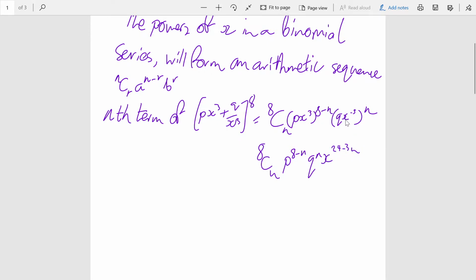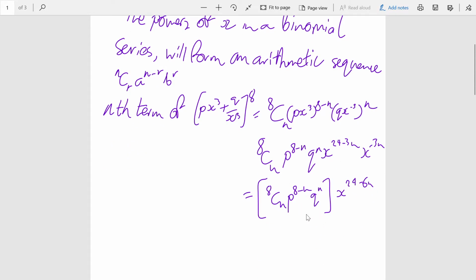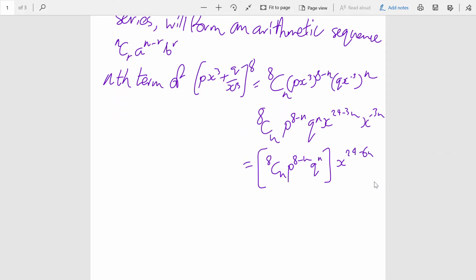And here, for example, x to the negative 3 to the power of n will be x to the minus 3n. Or overall, the nth term of this will be 8 choose n, p to the 8 minus n, q to the n, times x to the power of 24 minus 6n. So the way we got from here to here is just finding the general term, and we put all the numbers on one side and just x to the power of something on the other side of the expression.